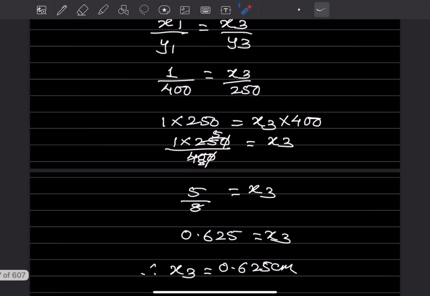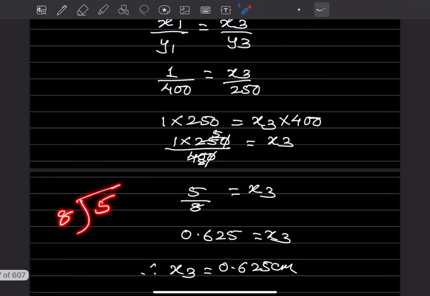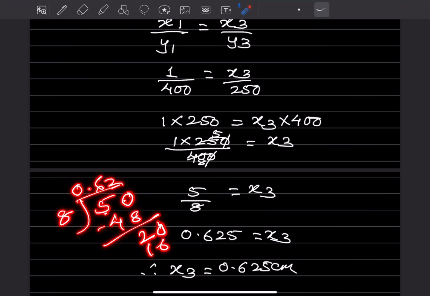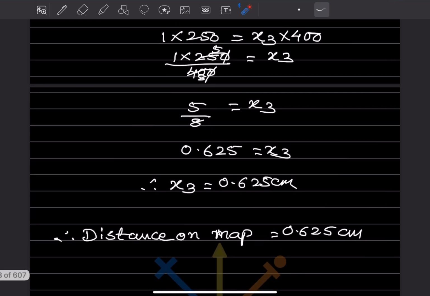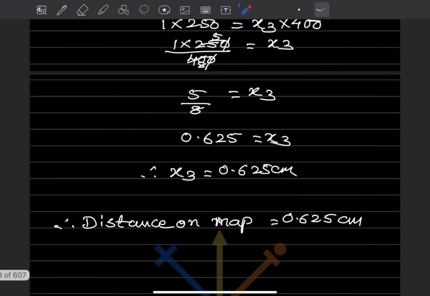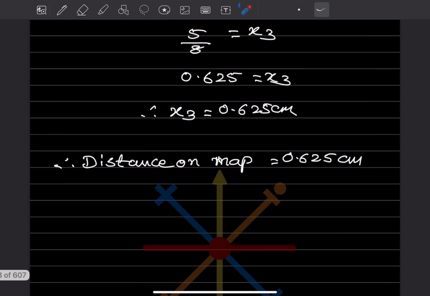So 5 by 8 means 5 divided by 8. Because this is a smaller number, you put a 0 here, so here will be 0 point. Here 8 sixes are 48, so this is going to be 2. Again here, 8 twos are 16, and this is going to be 4. Here 0, 8 fives are 40. So that is going to be 0.625. That will be x3, so x3 is 0.625. So the distance on the map is 0.625 centimeter. By this one, we have completed today's work.